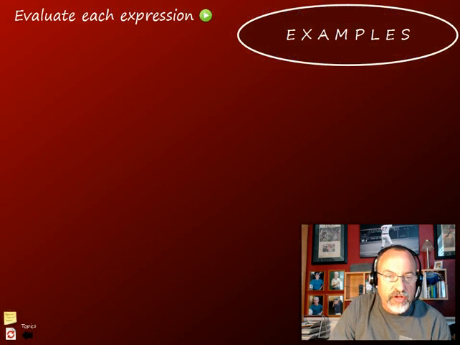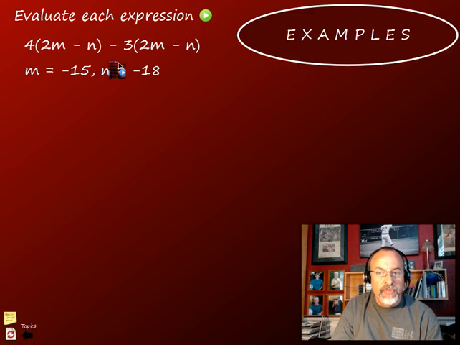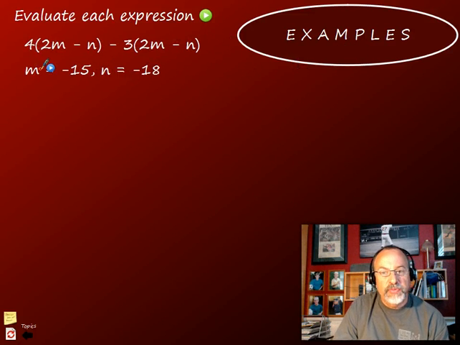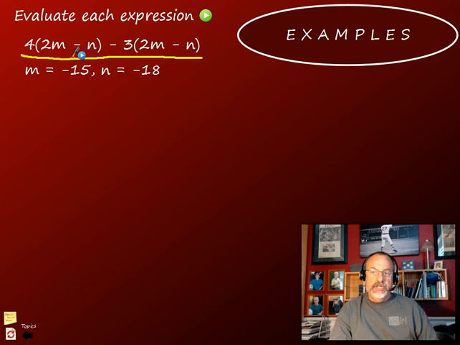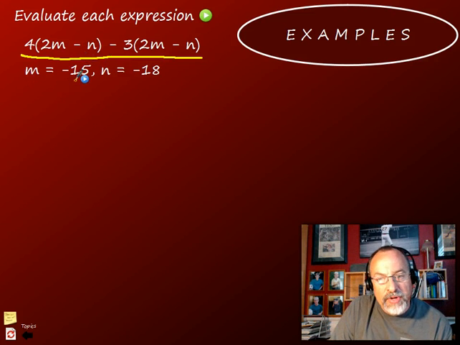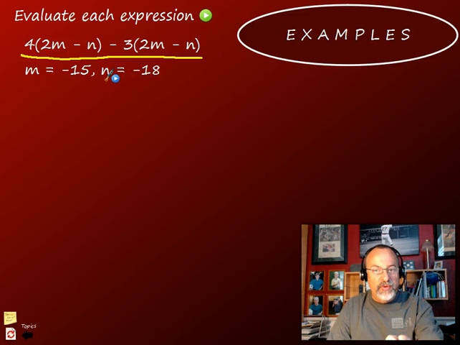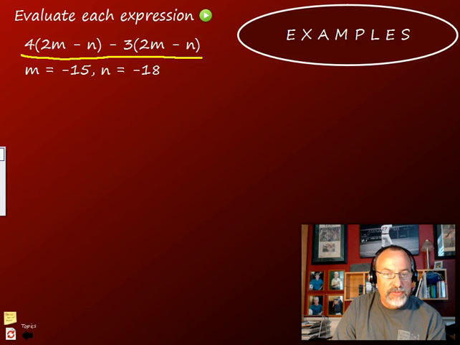Okay, so let's do one example for us real quickly. So the instructions are to evaluate each expression. So here I'm given the algebraic expression here, 4 times the quantity 2m minus n minus 3 times the quantity 2m minus n. And it tells me that for m, they want me to put in negative 15, and n, negative 18. So to evaluate, that means to substitute and then simplify. So let's go ahead and substitute in first.